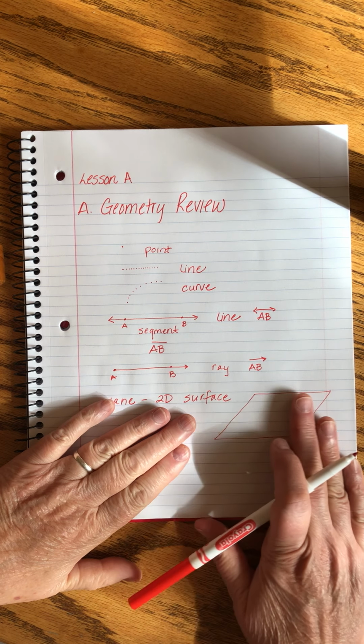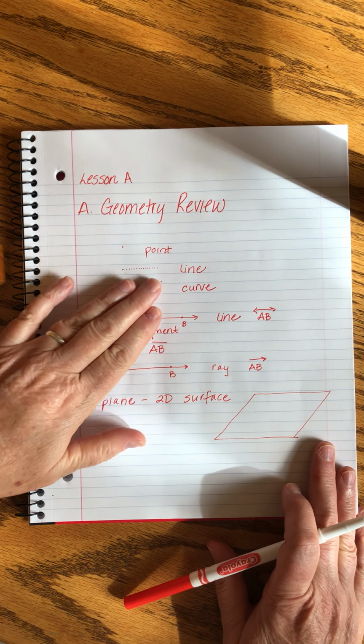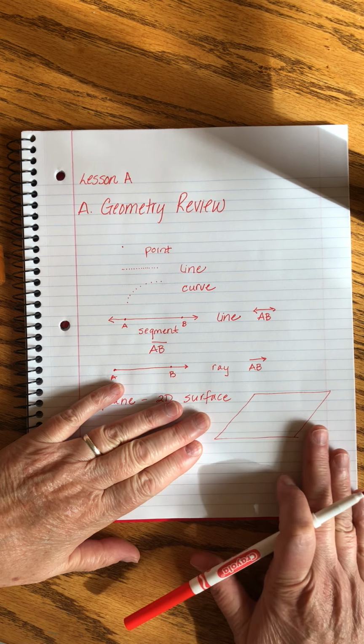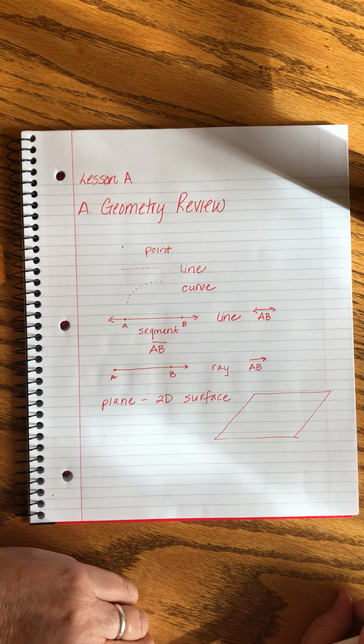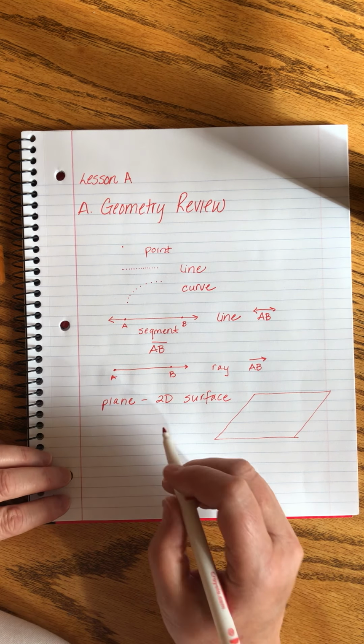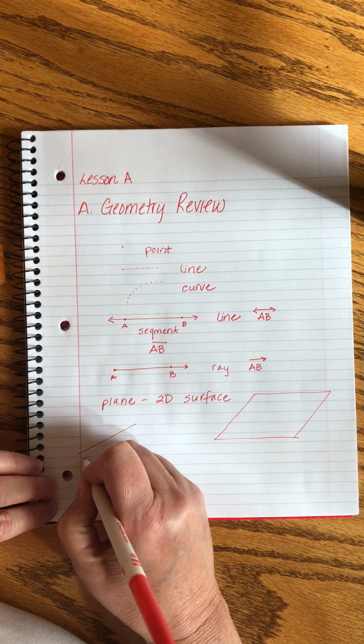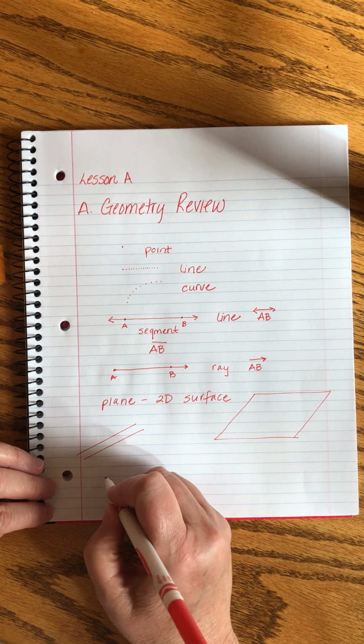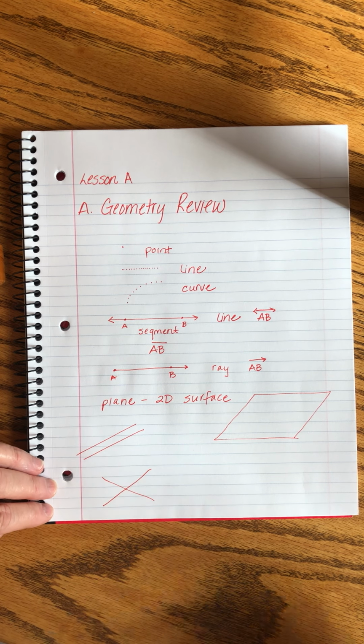And we can have points, lines, curves, segments, rays that lie on the surface of the plane, okay? So we can have parallel lines, and I'm going to write the names of these in a second. We can have intersecting lines.